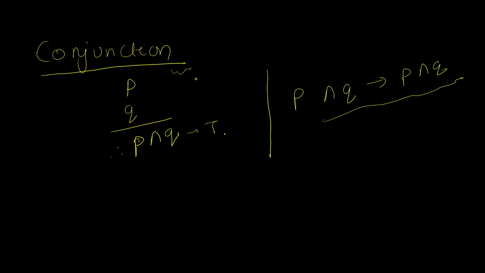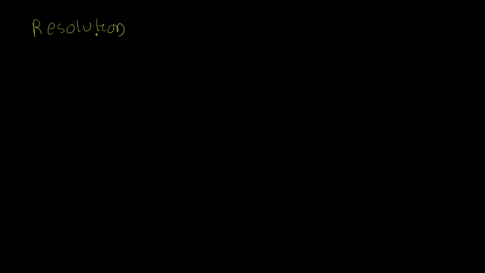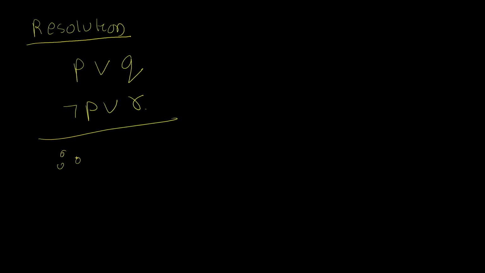Okay, so next we're going to move to the last but arguably the most important rule of inference, and that is resolution. So this one has two premises. The first one is P or Q. One of P or Q is true. And the other one is not P or R. Okay, if P is false, R is true. Then I can use this to infer that one of Q or R must be true.